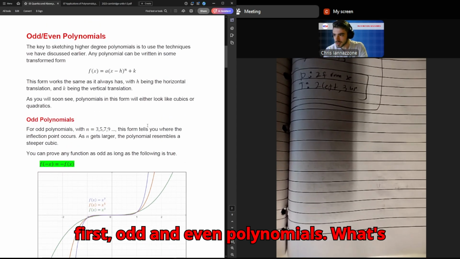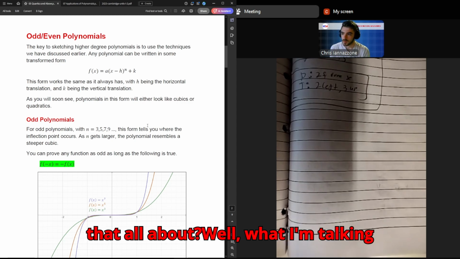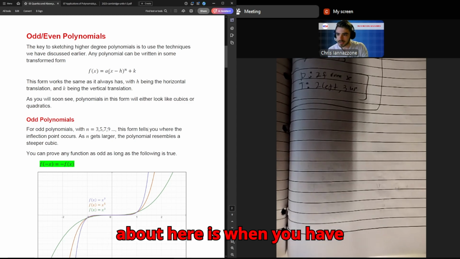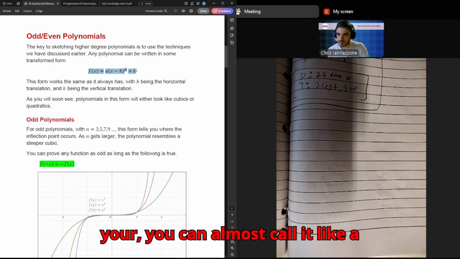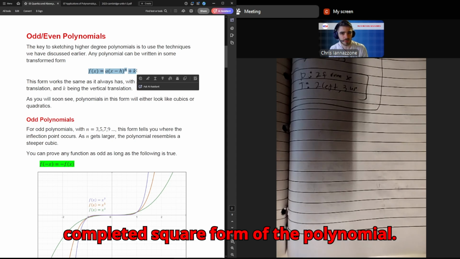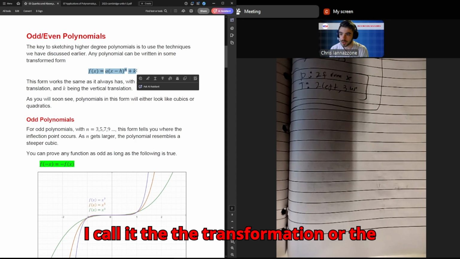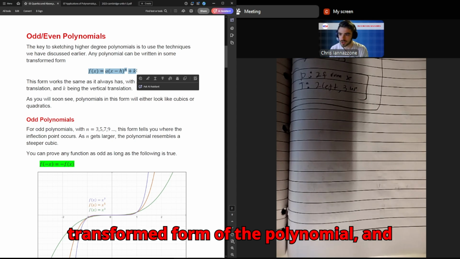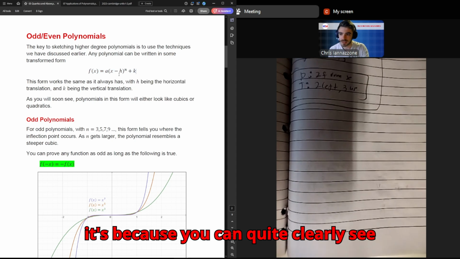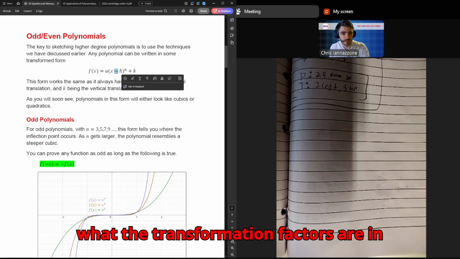But okay, first things first, odd and even polynomials. What's that all about? Well, what I'm talking about here is when you have, you can almost call it, a completed square form of the polynomial. I call it the transformation or the transformed form of the polynomial, and it's because you can quite clearly see what the transformation factors are in this form.